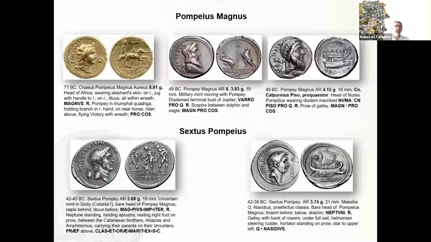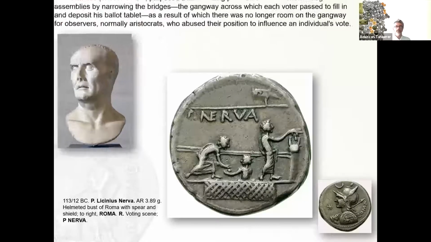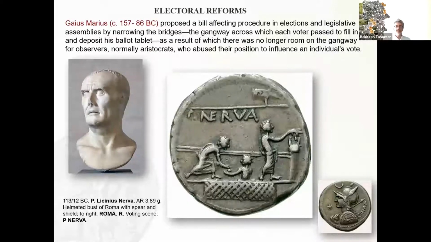And during this time, there's no bronze coinage. The bronze coinage will come after. And the only available bronze coinage is in Spain, issued by Sextus Pompeius at that time. Oh, the image of Pompeius the Magnus only appears on the coinage of his son, Sextus Pompeius, after the fact that he was murdered. This is an interesting time when we see some electoral reforms happening.